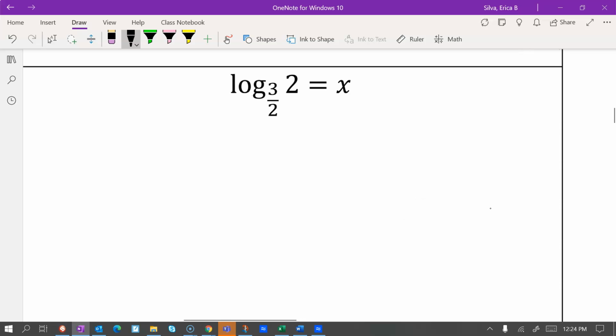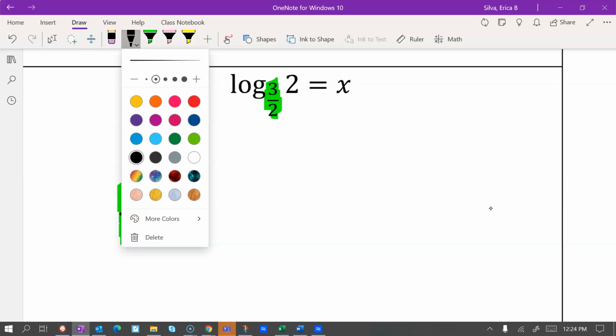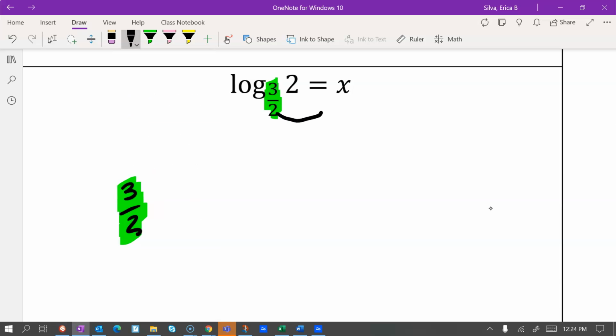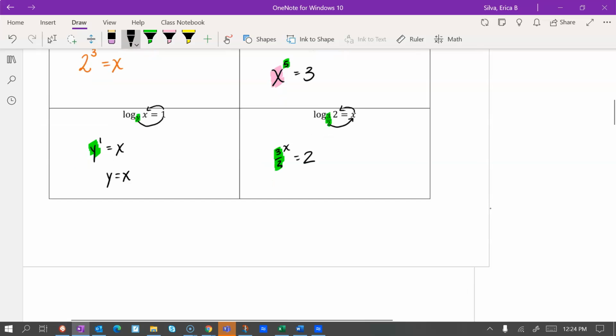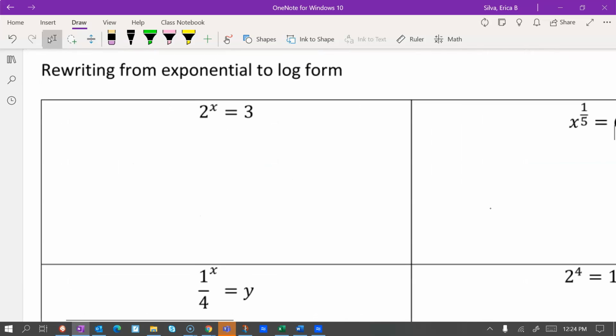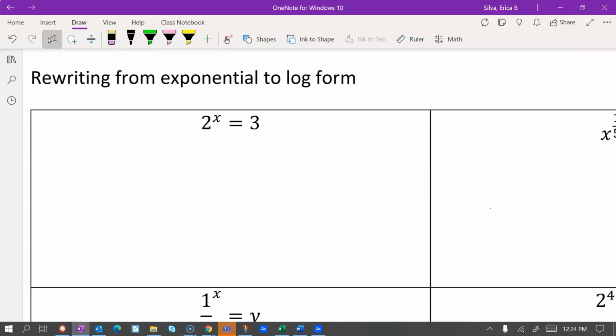Go on to the next one, identify the base. We have 3/2 to the power of x is equal to 2. All right, now we're going to be rewriting from exponential to log form. So we're going the other way around.